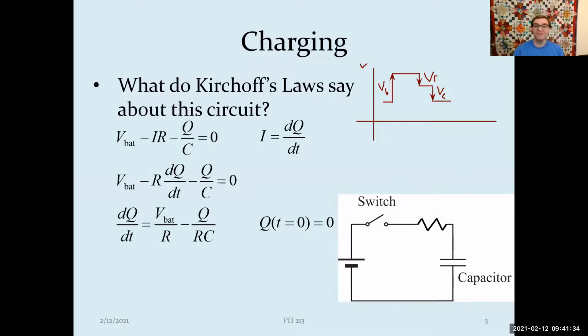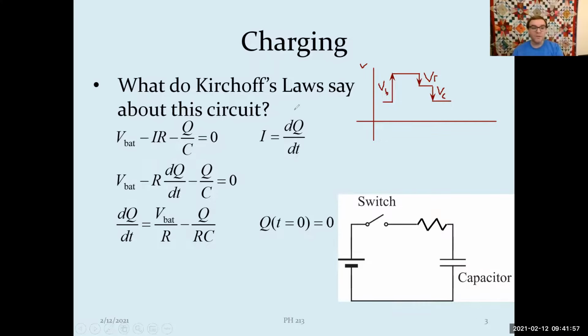And when you do that, this is what you end up getting, right? V battery is what it is. That's a constant. The voltage over the resistor is I times R, and it's negative because I'm dropping voltage. And the voltage over the capacitor is Q over C, and it's also negative because, again, I'm dropping voltage as I go from the top of the circuit to the bottom. I'm going to get back to where I started, and that's equal to 0.